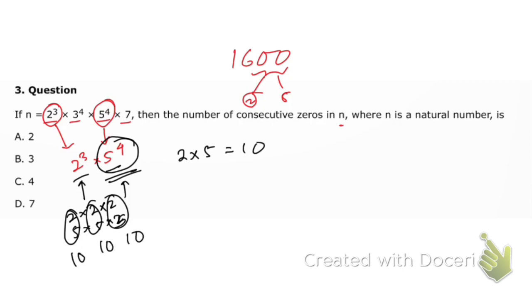But one 5 will be left out because there is no other 2 to multiply with that 5. So the number of consecutive zeros will be 3. So here B is the correct answer.